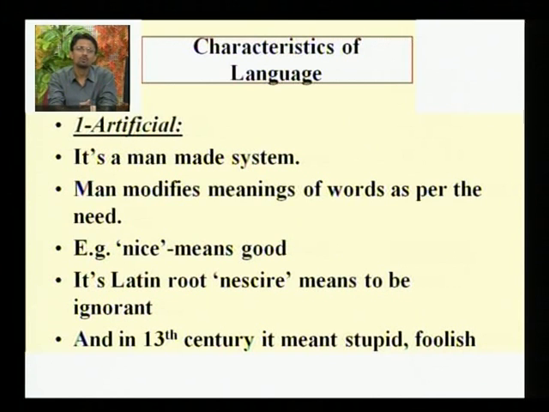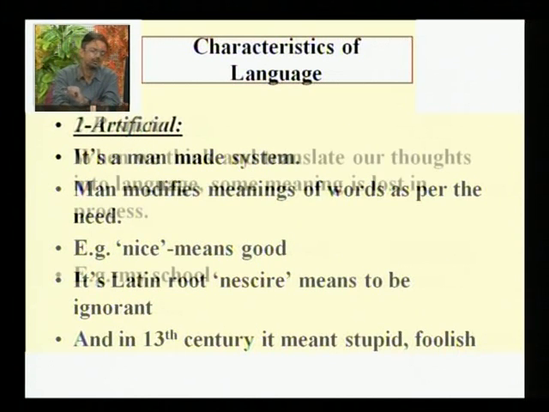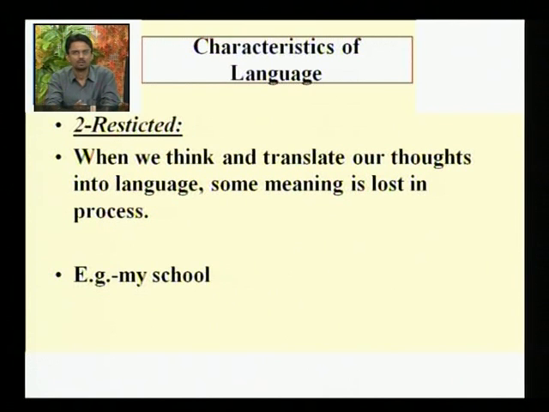For example, have a look at the word nice, which means good. Its Latin root is nescius, meaning to be ignorant, and in the 13th century it meant stupid, foolish. Now just have a look. In Latin, the root word meant to be ignorant. In the 13th century, the meaning of the same word was stupid and foolish, and today we mean it as good. So there is no reason, there is no logic behind it, and that's why it is completely artificial. The second thing is language is restricted.